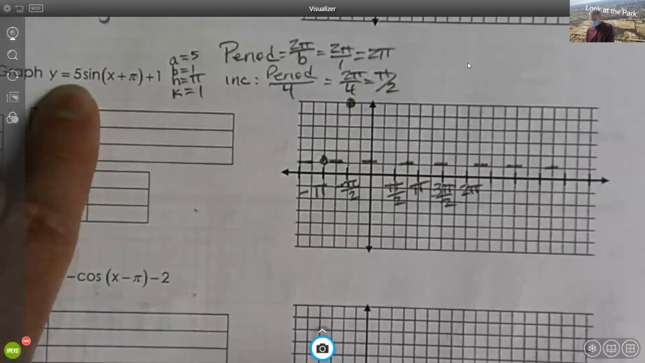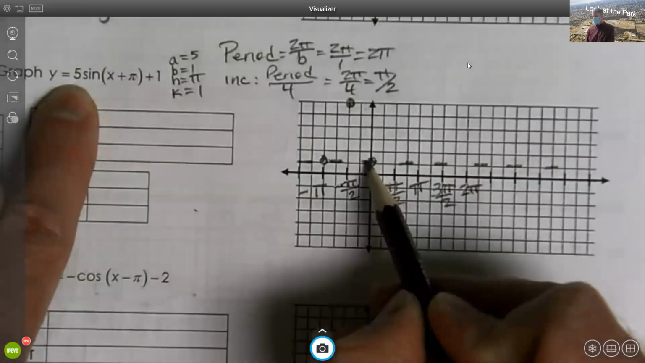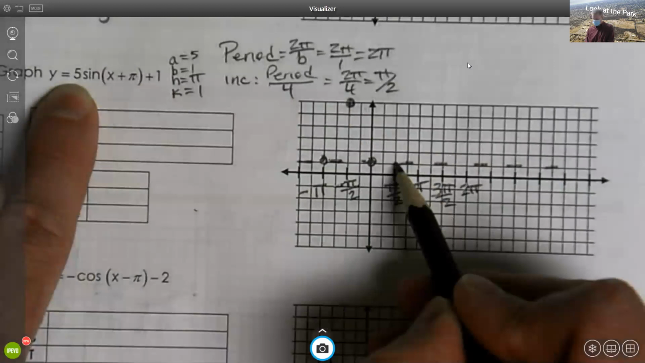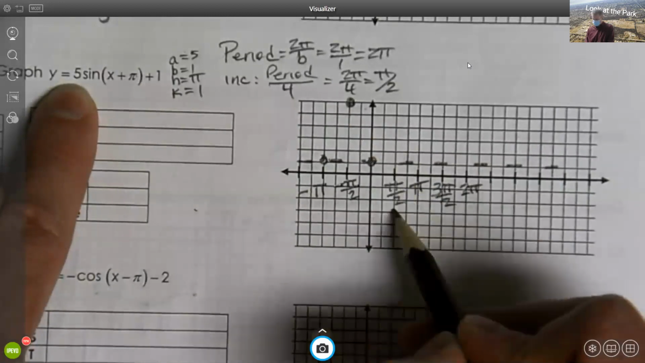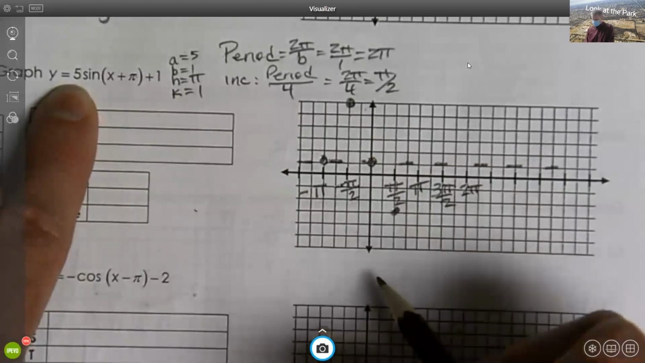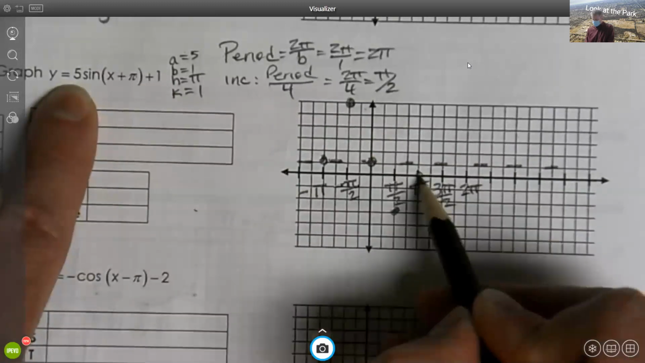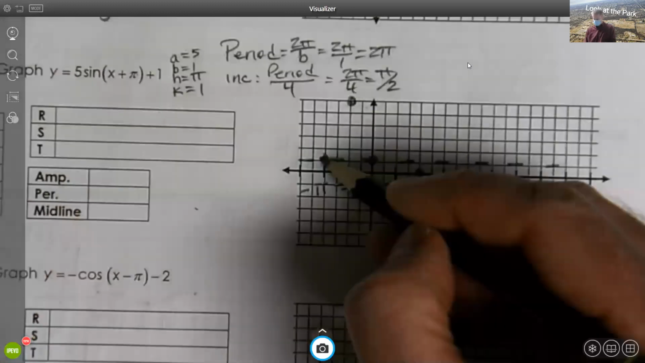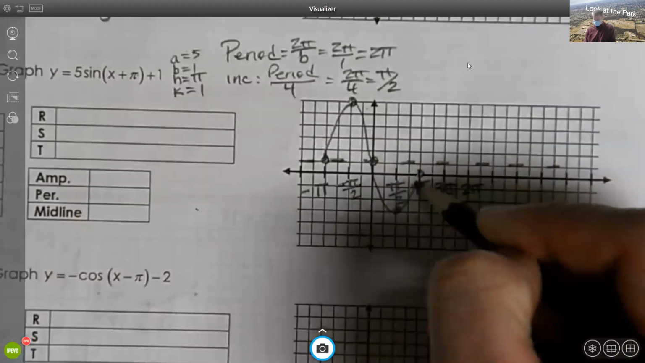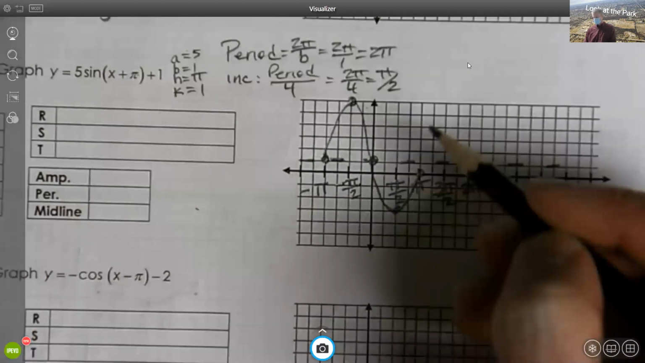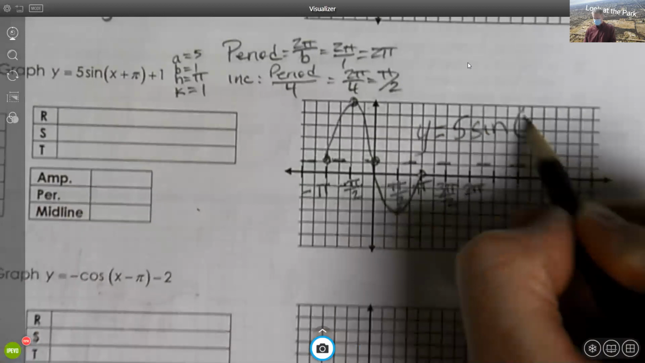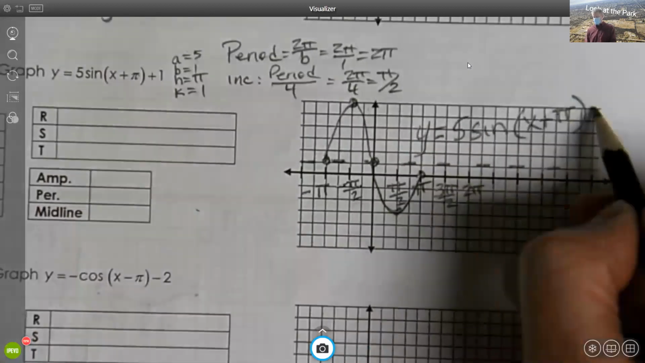Then I go back to 0, which is just back to 1. I come back to my midline. And then I would be down 5 from the midline. 1, 2, 3, 4, and then back up. Notice that I'm going from negative pi out to pi, so that's a total cycle of 2 pi. So we get y equals 5 sine of x plus pi plus 1.